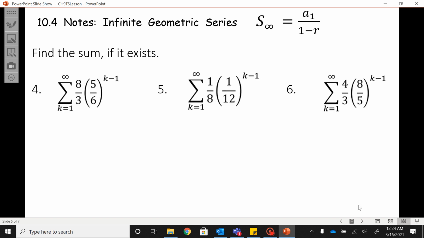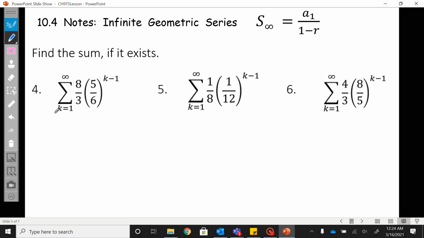Sometimes you may see this series in summation notation. Okay, I mean, that's possible. We know that's possible. If it's an infinite series, it will always start at the first term, and it will always say that the last term is infinite, so it'll have infinity at the top. It's very easy to determine the first term and the ratio when it's in this form. The first term will always be this, and the ratio will always be this.